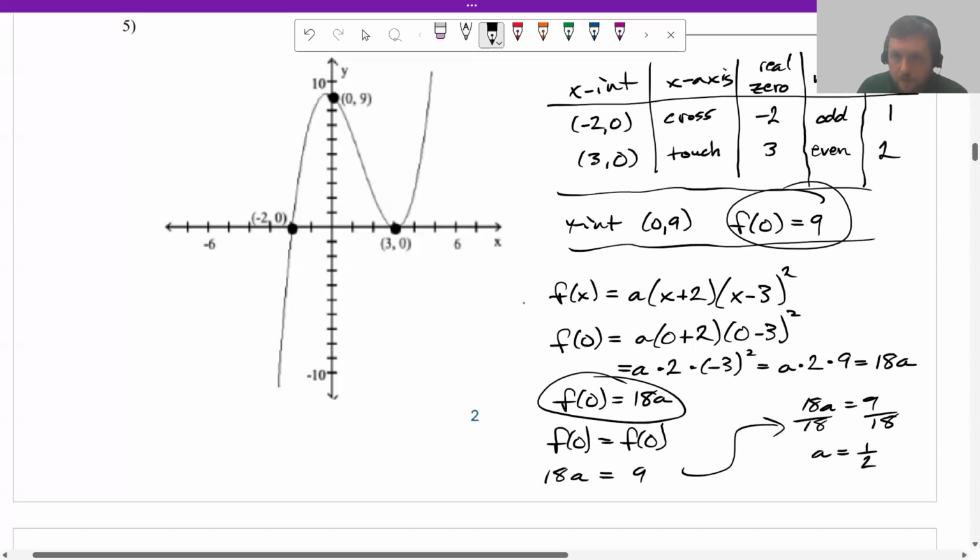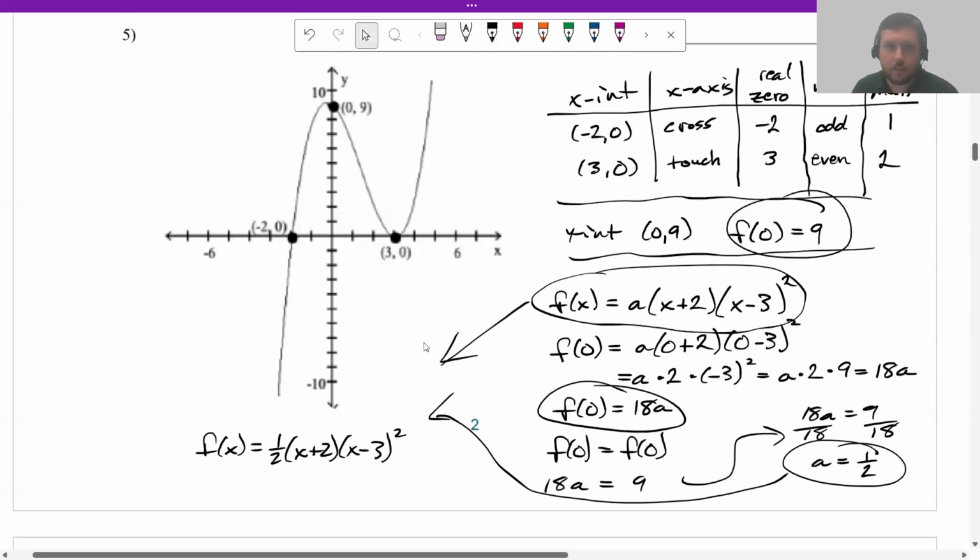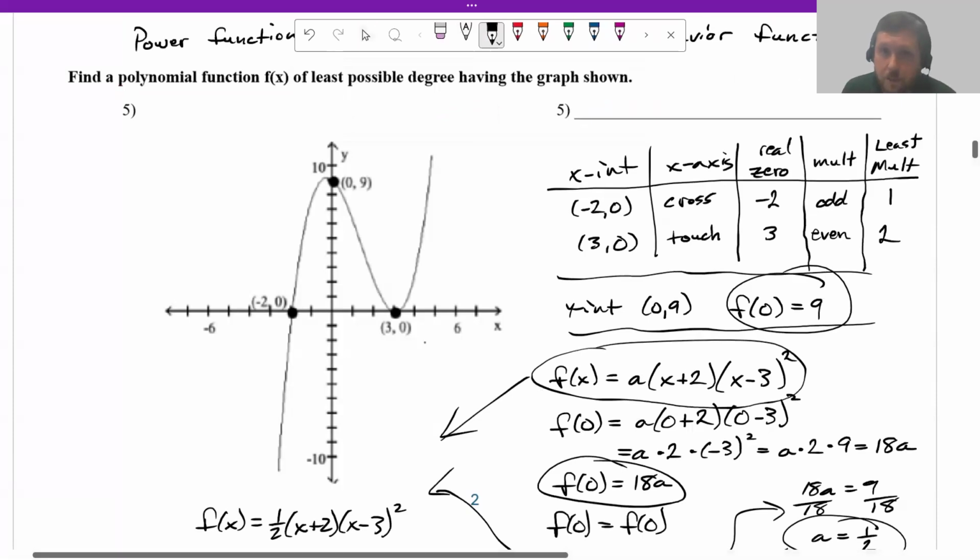And now we can put all of this together. We can write f of x is equal to 1/2 times x plus 2 times x minus 3 squared. And if I'm being too lazy to write it up on the line, I would put a box around that, so I know what my final answer is supposed to be. Otherwise, make sure you put it up on the line.